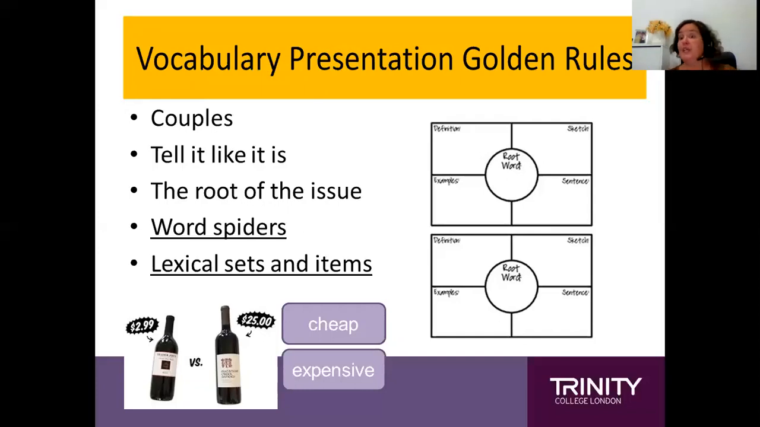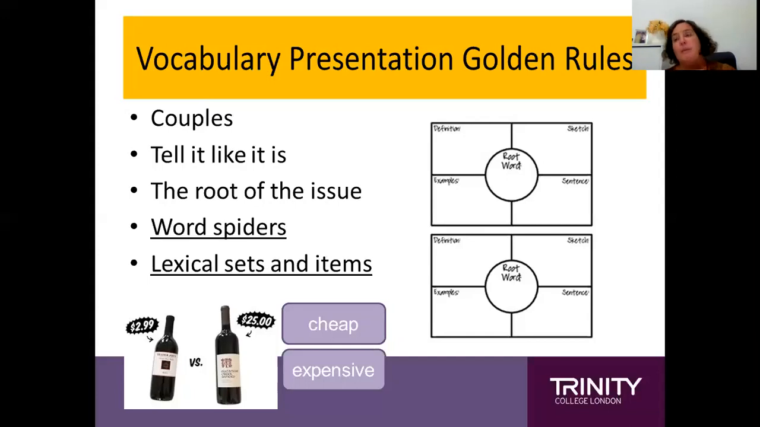Using the root of the issue: the root of the issue is understanding that there are always root words, and that by understanding the root word, you can form new words. This is for more advanced learners, but valid to mention anyway. Word spiders, I love that very much. You can use spidergrams like the ones we analyzed before, and you can have a word in the body of the spider, and all the legs might be words related to that central word.